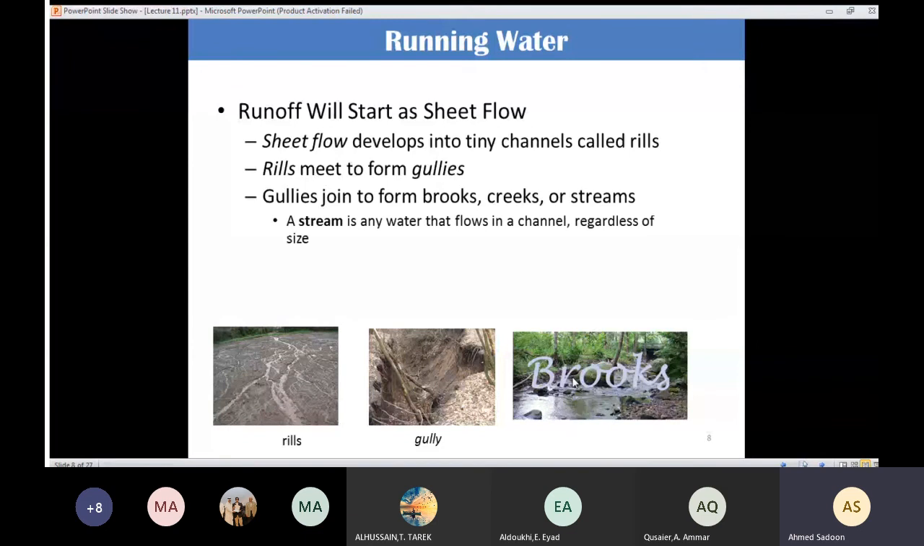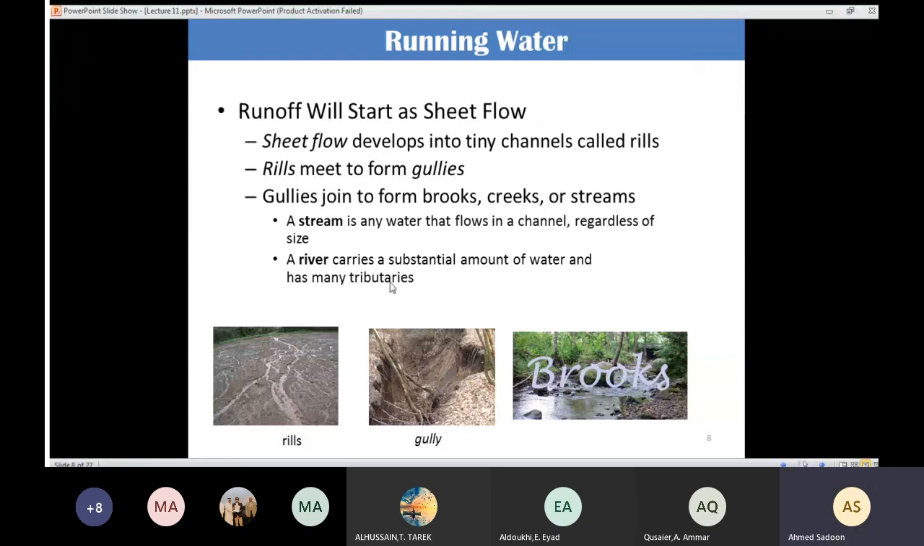And when we say stream, stream means any water that flows in a channel, regardless of its size. So if you have water flowing in a channel, regardless of its size, we call this one a stream. Okay, and when we say a river, that means it's a stream but carries a substantial amount of water, and it has many tributaries, many branches which feed the river. Because mainly, if you have a river, that means you have branches which provide the river with water.